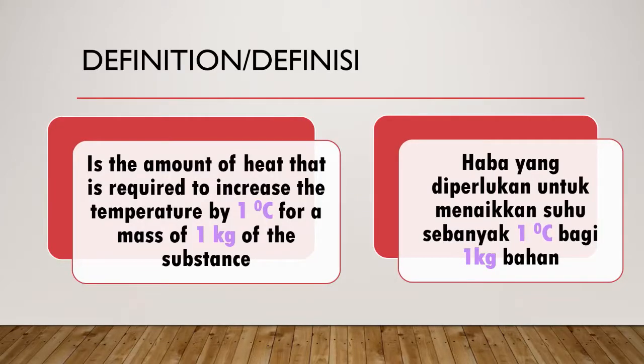Okay, now let's go to the definition of the specific heat capacity. The definition of the specific heat capacity is the amount of heat that is required to increase the temperature by 1 degree Celsius for a mass of 1 kg of the substance.